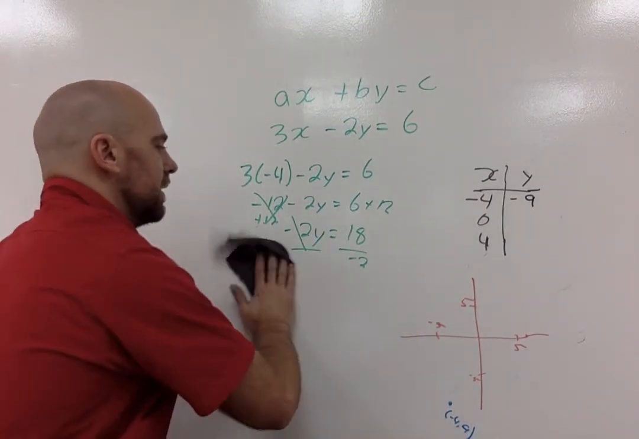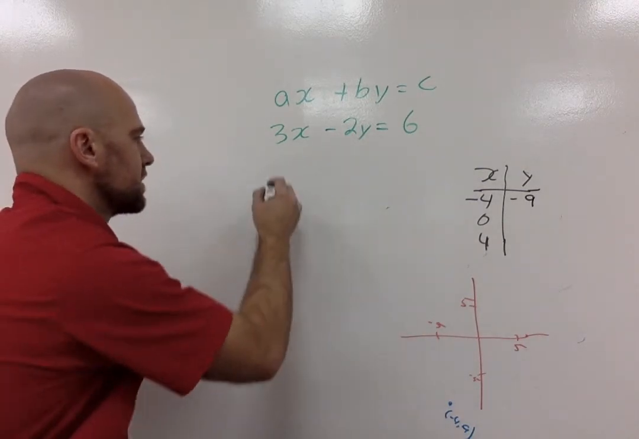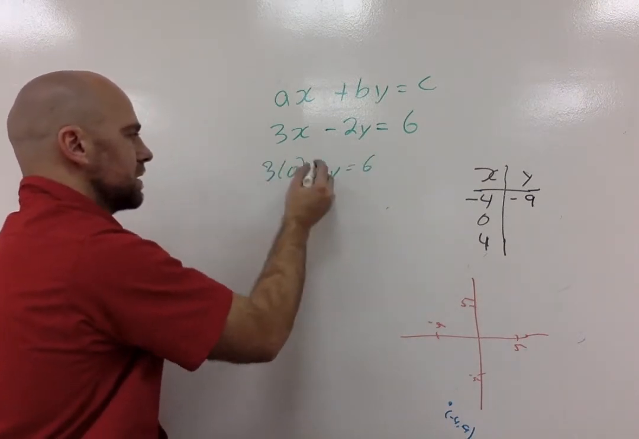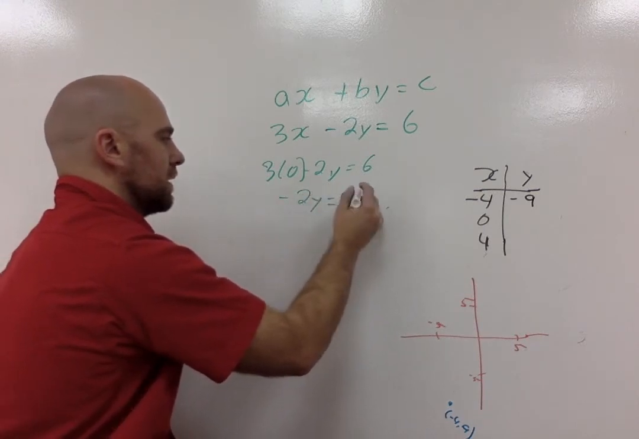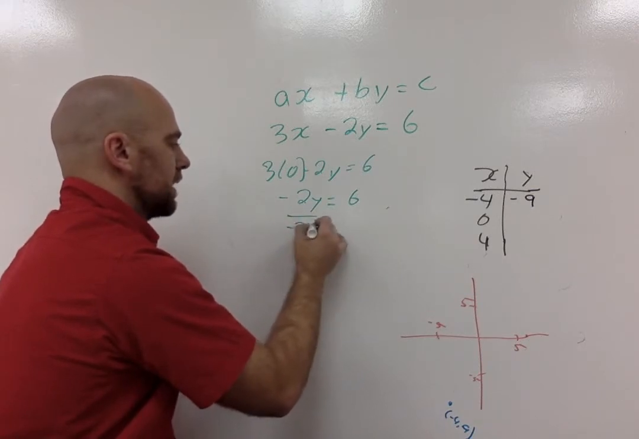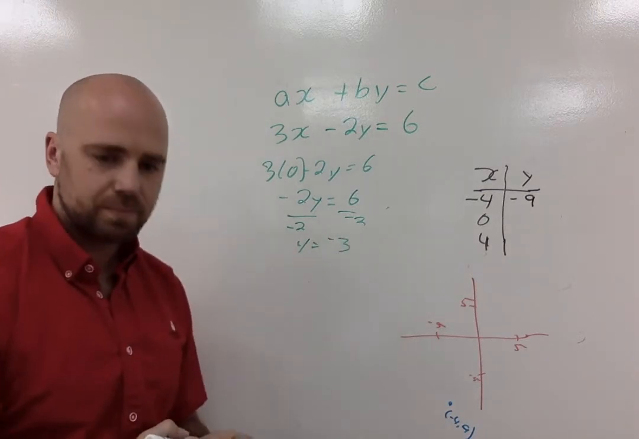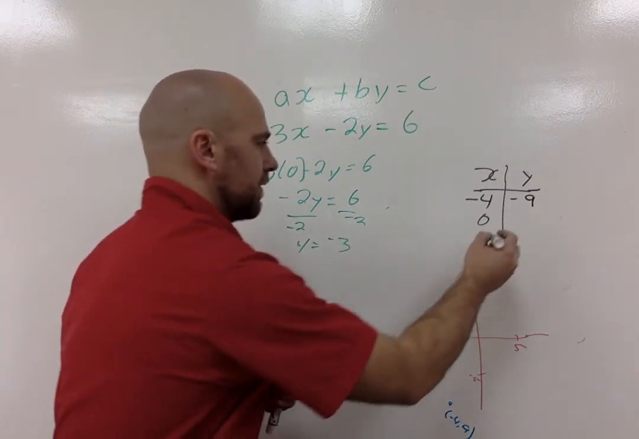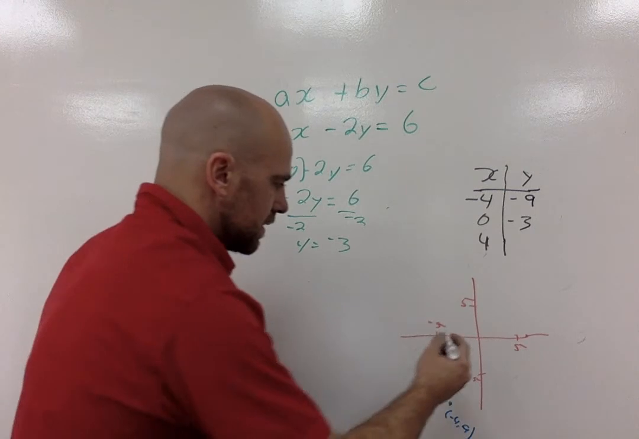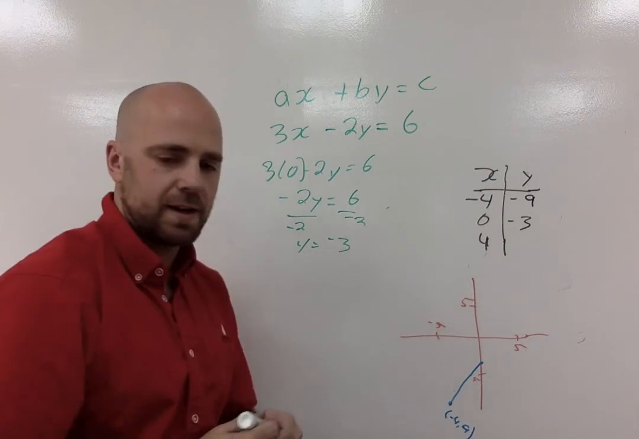Now I'm going to do the second one with 0. Let's see what I get when I put 0 in for x. So 3 times 0 minus 2y equals 6. This is going to be 0, so I'm going to be left with -2y equals 6. Then I'm going to divide both sides by -2, so y equals -3. So when I look over here, I've got -3. At 0, I'm going to connect at -3, and I can start to connect my line now.